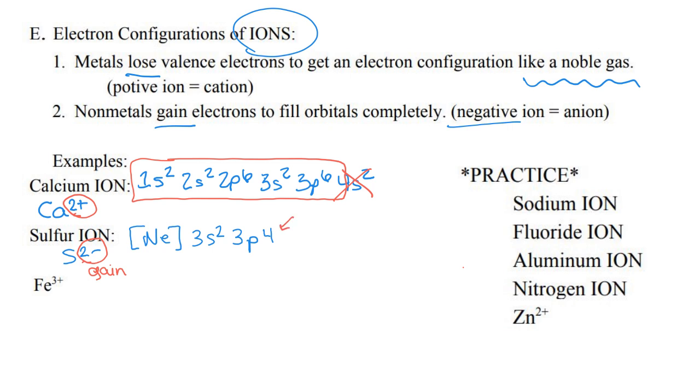It's going to gain electrons right there. You should notice p is only holding 4 electrons and it can hold 6. So those 2 electrons are going to be added right there. So that electron configuration changes to 3p6.